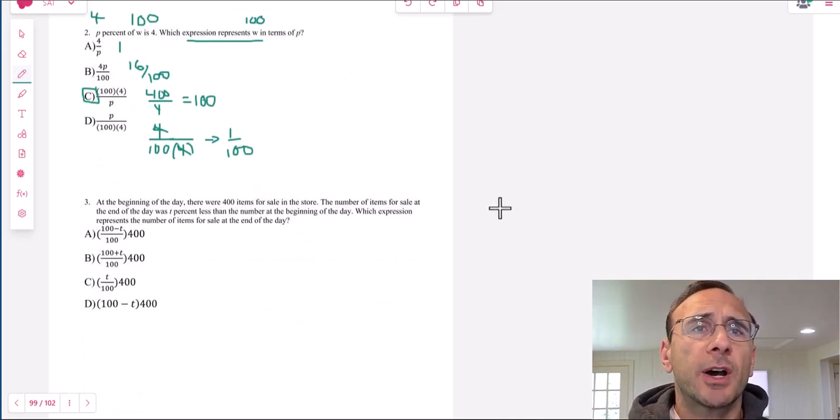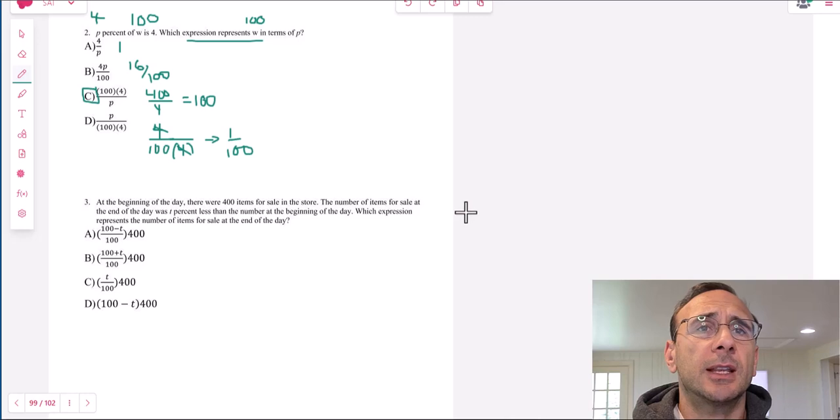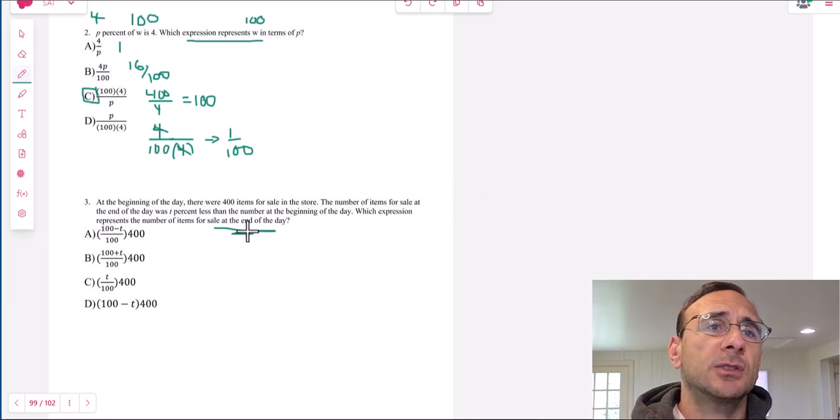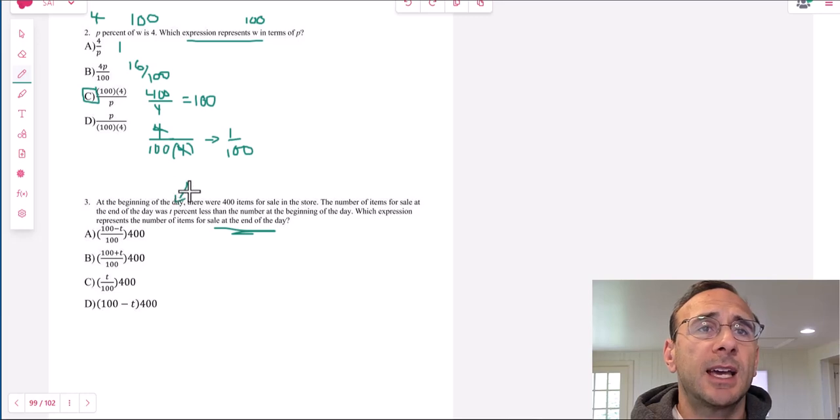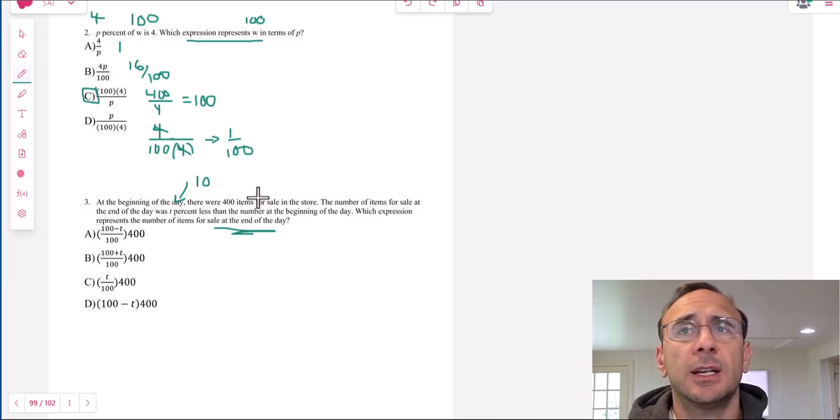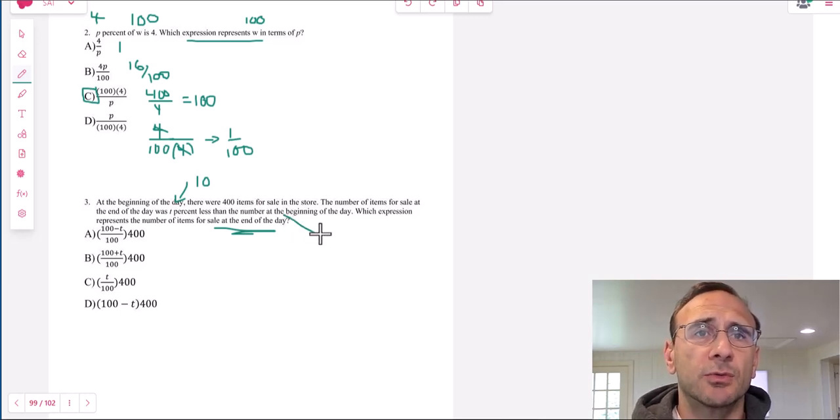Number 3, 400 items are for sale at the beginning of the day. At the end of the day, you have t% less. Which expression represents the numbers at the end? So maybe we make t be 10. It's a nice and easy number. So at the end of the day, it's 10% less than the original. 10% of 400 is 40, so you subtract that out and you're left with 360.